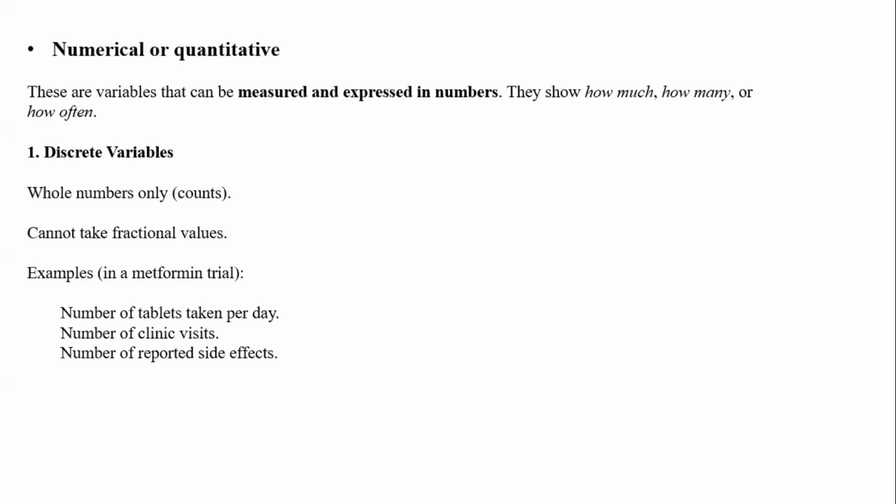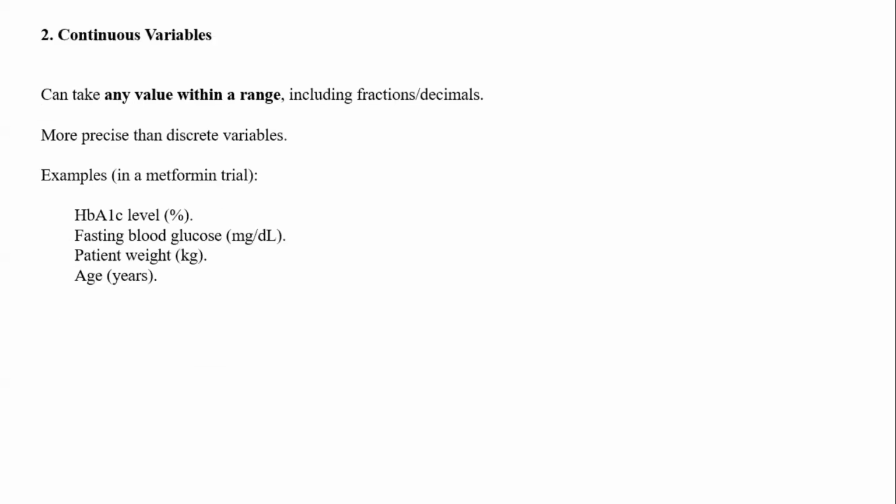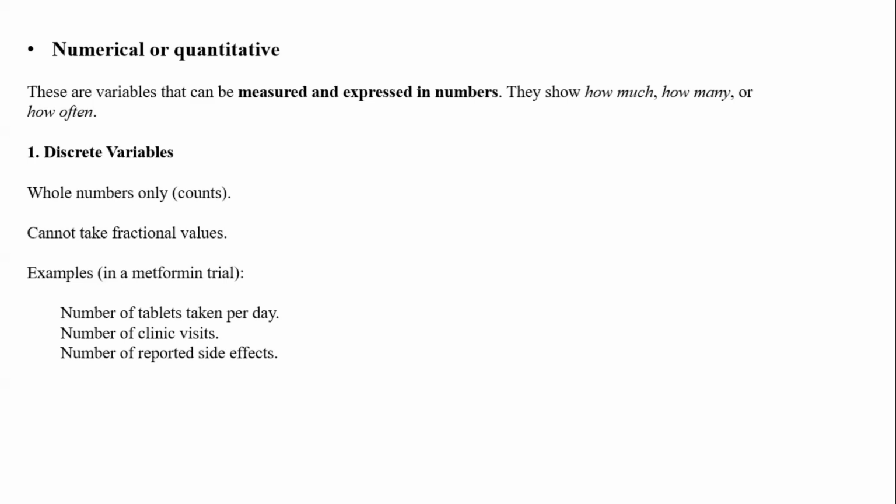We say that numerical or quantitative data are variables that can be measured and expressed in numbers. They show how much, how many, or how often. Under the numerical or quantitative variables, they are grouped into two. First, the discrete variables, and second, the continuous variables. Under the discrete variables, we have whole numbers only, which means they cannot take fractions.